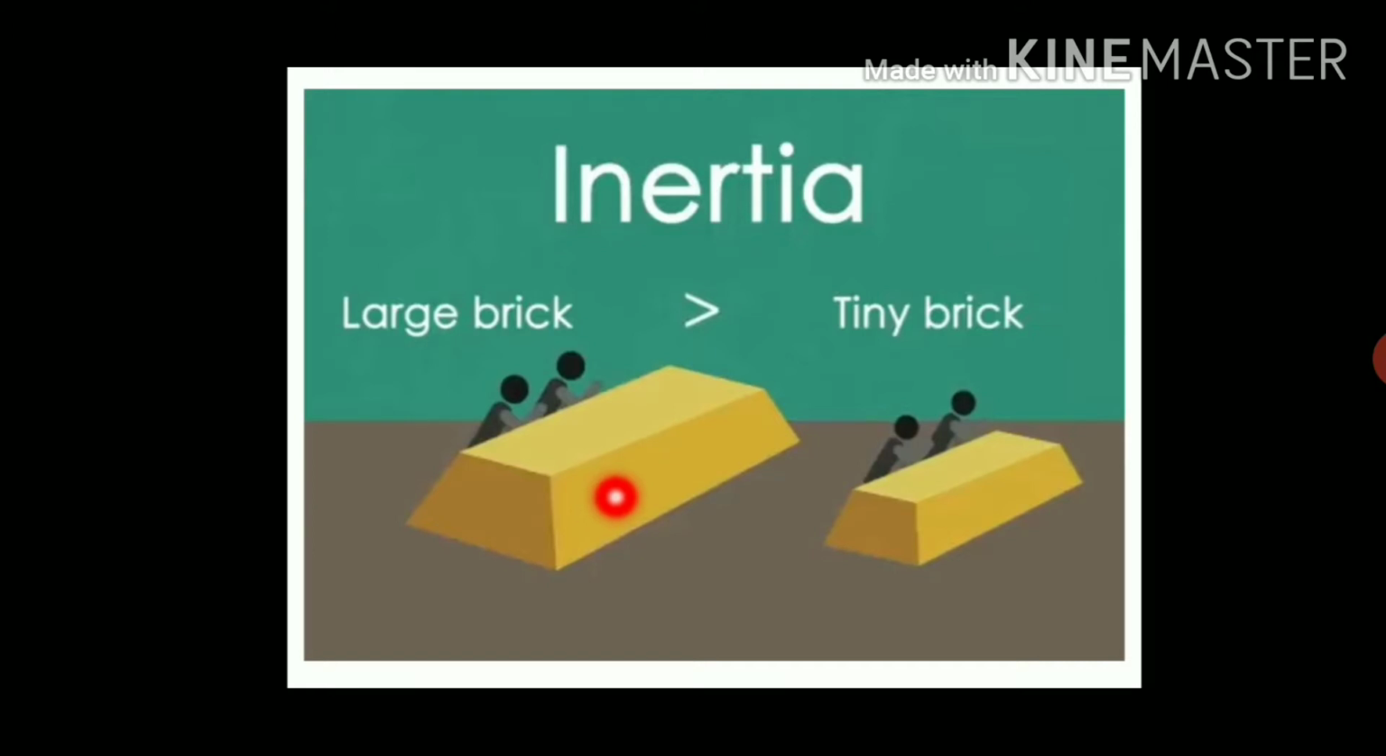Every object has a tendency to resist change in its initial state or original position, and this tendency depends on its mass, that is the mass of the object. This specific property of the object to resist change in its original state or initial state is called inertia.